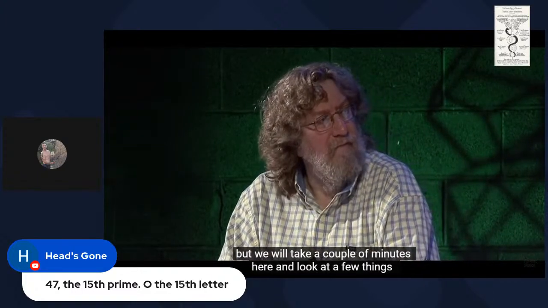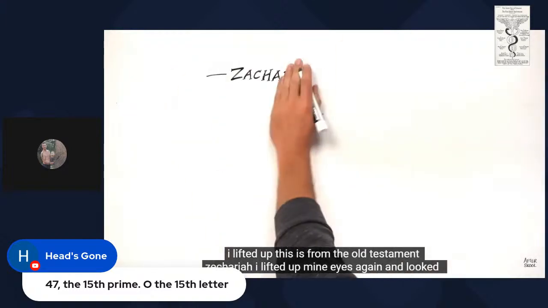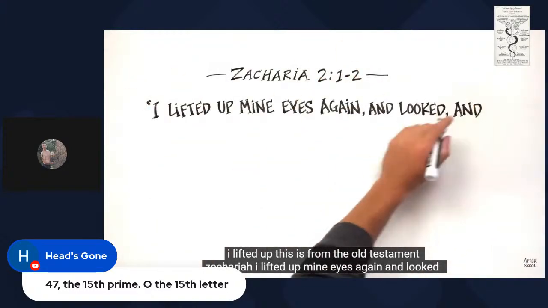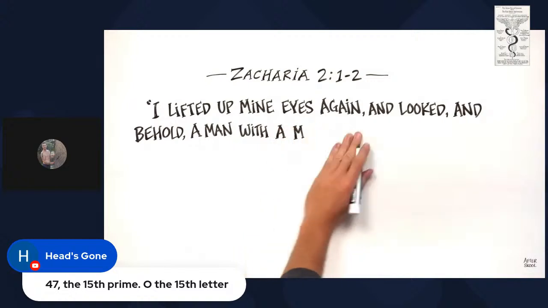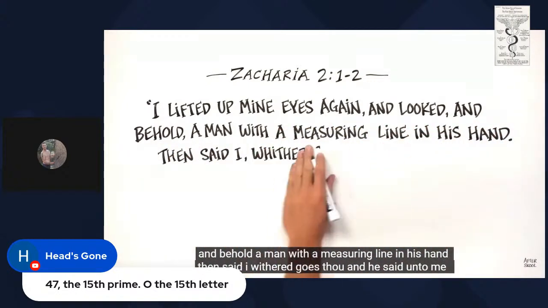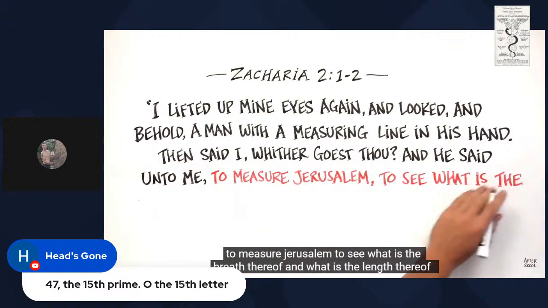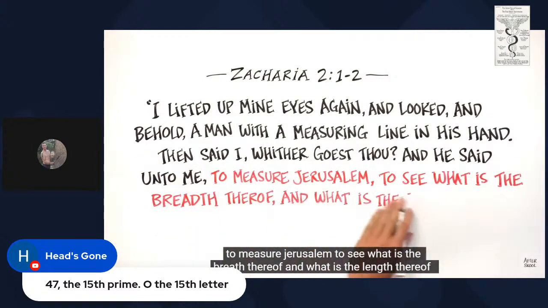But we will take a couple of minutes here and look at a few things. This is from the Old Testament, Zechariah. "I lifted up mine eyes again and looked, and behold, a man with a measuring line in his hand. Then said I, 'Whither goest thou?' And he said unto me, 'To measure Jerusalem, to see what is the breadth thereof and what is the length thereof.'"